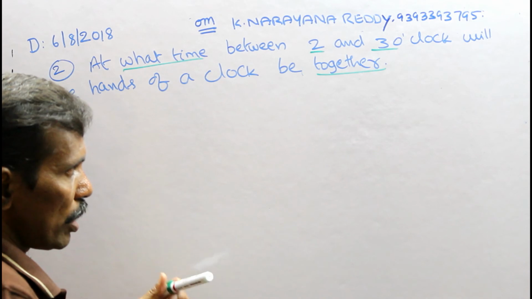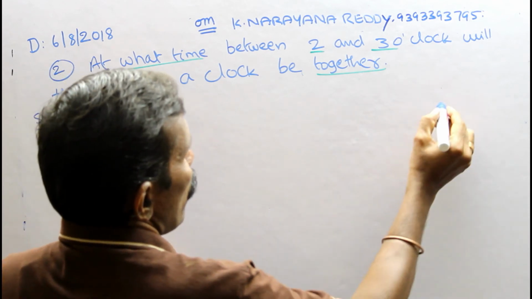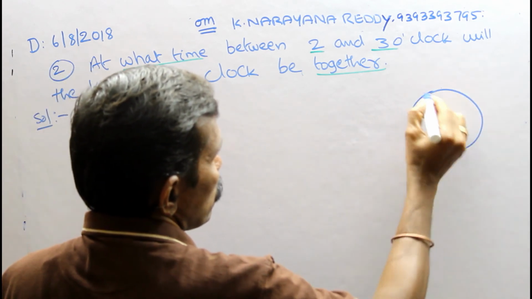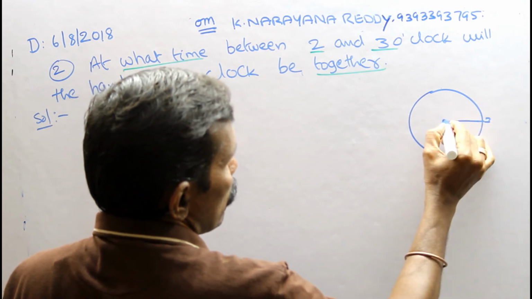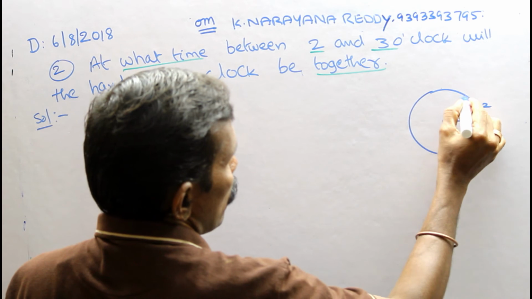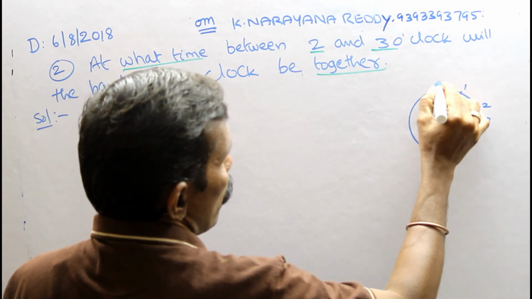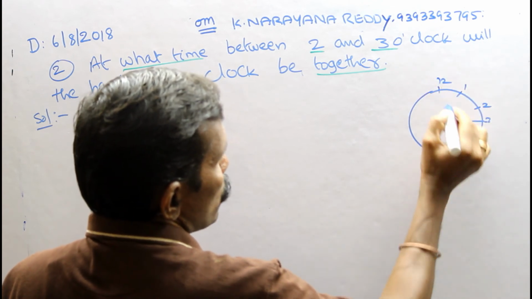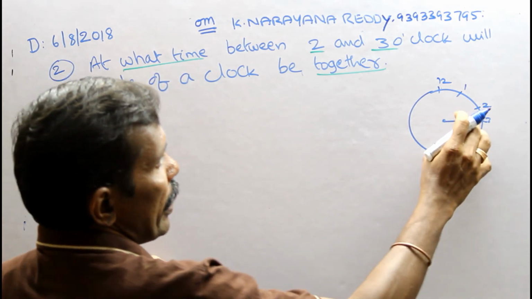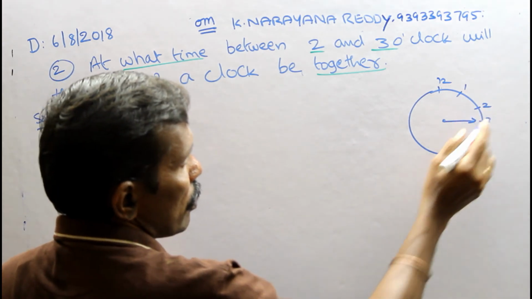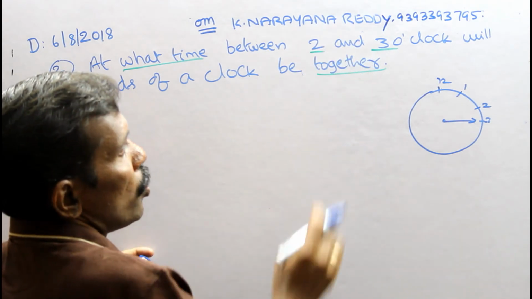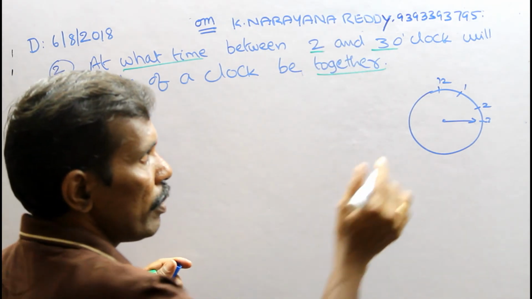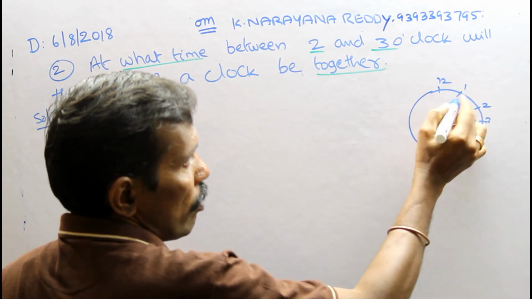Okay? So actually, 2 and 3 o'clock. This is 3 o'clock. This is 2 o'clock. This is 1 o'clock. This is 12 o'clock. Okay. So the minute hand at 2 o'clock, what is at 2 o'clock? The hour hand will be at 2 o'clock.